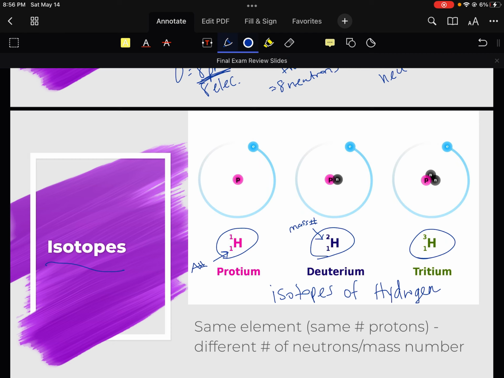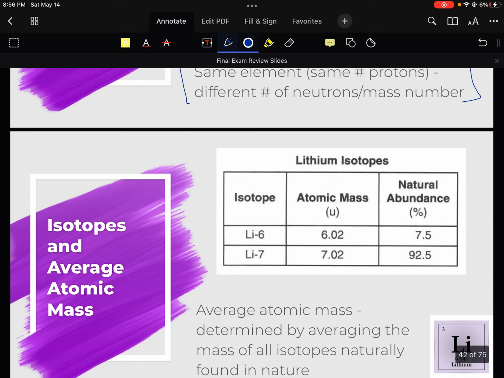So here we can see this example only has 1 proton and 0 neutrons. This example has 1 proton and 1 neutron, so that's how we get a mass number of 2. And then here we have 1 proton and 2 neutrons, and that's how we get a mass number of 3. Okay, so these are all isotopes. You do need to know this definition for isotopes.